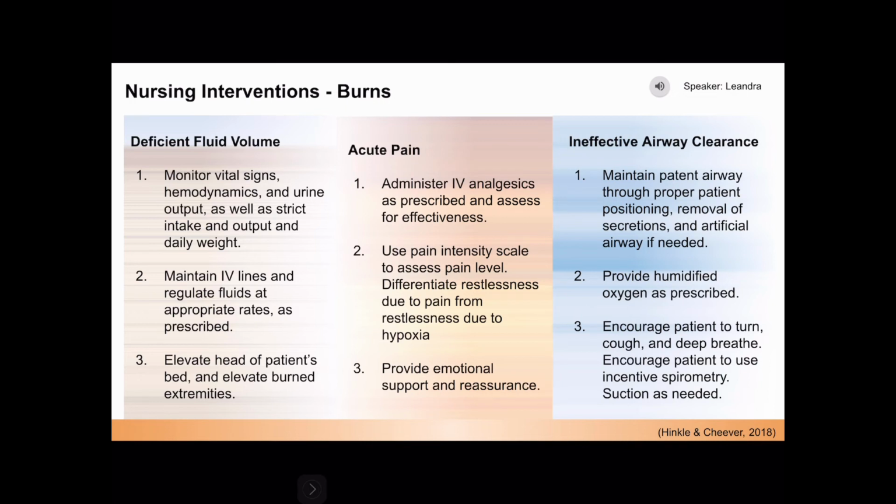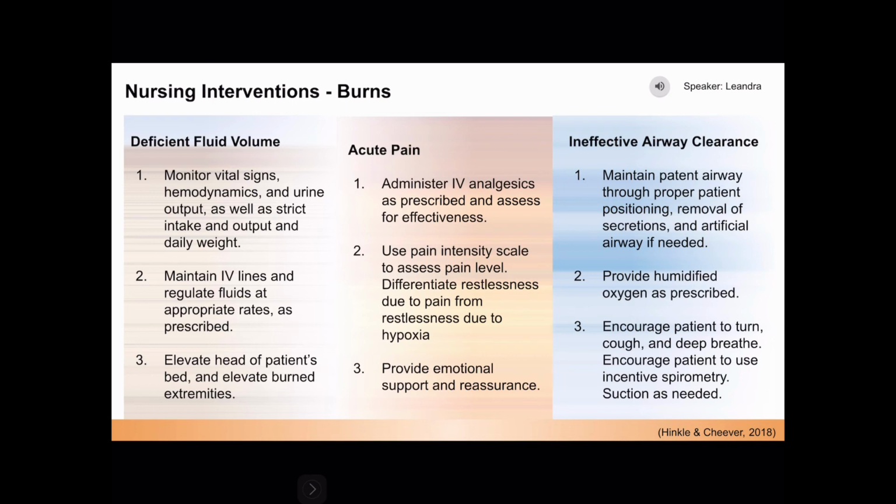For acute pain, we will administer IV analgesics as prescribed and assess for effectiveness. We will use the pain intensity scale to assess the patient's pain level. We will differentiate restlessness due to pain from restlessness due to hypoxia. And we will provide emotional support and reassurance.